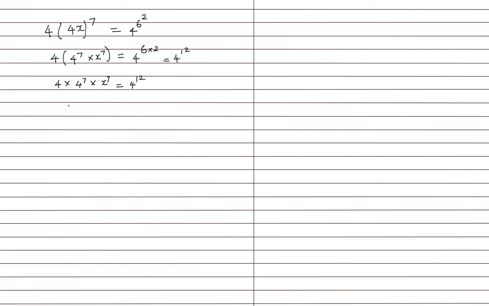So 4 into 4 to the power of 7, we can write it as 4 to the power of 8 into x to the power of 7 is equal to 4 to the power of 12. So x to the power of 7 is equal to 4 to the power of 12 divided by 4 to the power of 8. So that means 4 to the power of 12 minus 8, which is equal to 4 to the power of 4. So it is simplified now that x to the power of 7 is equal to 4 to the power of 4. Now we have to match the power as same here, 7.